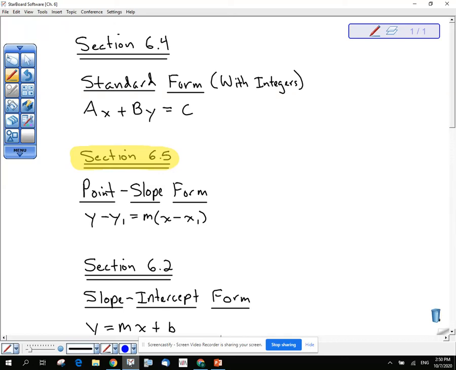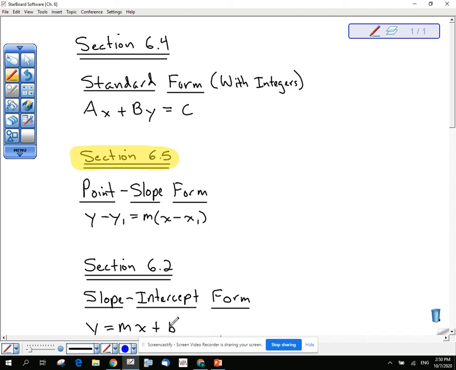Algebra 1, Section 6.5, point slope form. Again, we're going out of order here. We did 6.4 in the last video. This is 6.5. We will back up after this video and pick up 6.2 and 6.3. But I want you to see the value in point slope form today before we get to the old comfortable one.